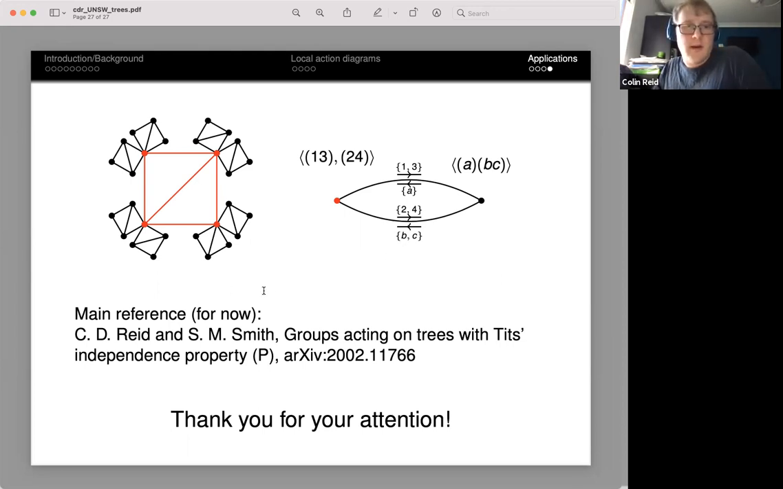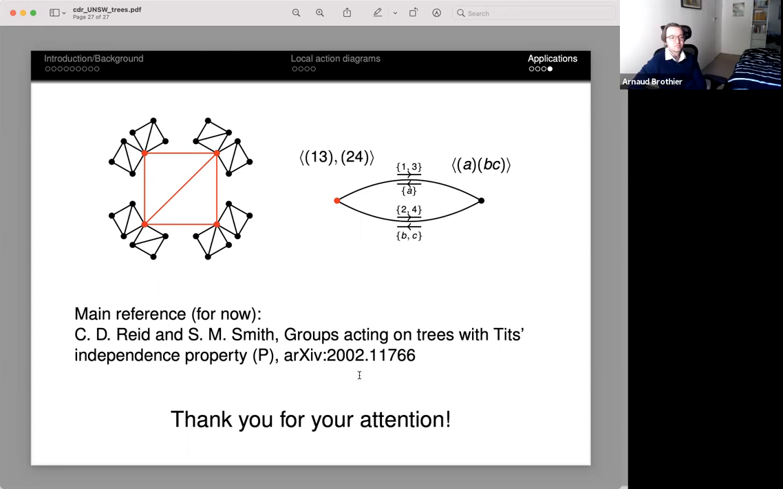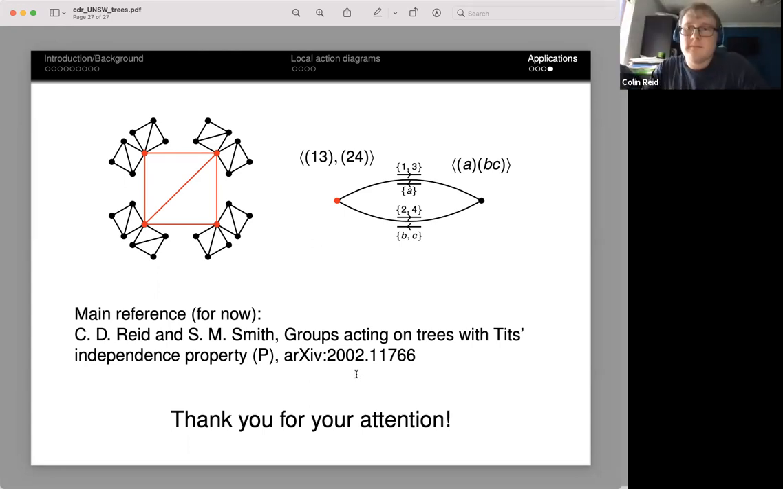Okay, so yeah, the main reference at the moment is this arXiv preprint, which you can see there. Thanks for your attention.